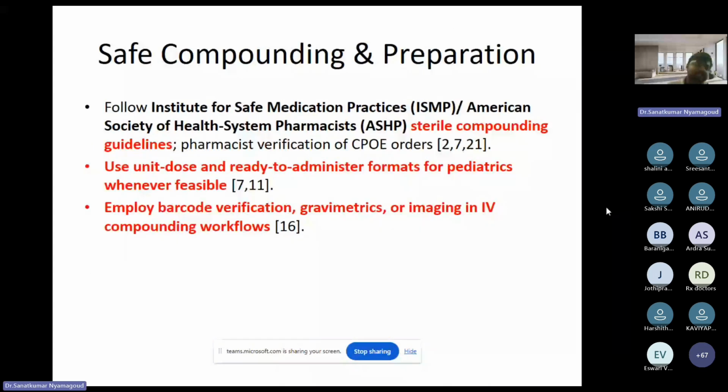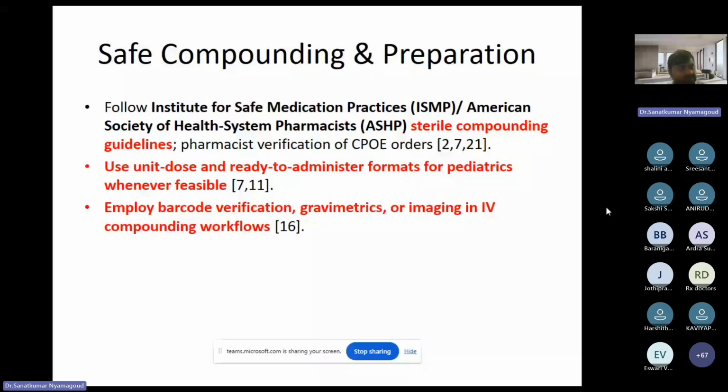Safe compounding is also very important. It is a very big challenge. If you don't compound a medication safely, it may lead to many problems. For example, commonly we do compounding of medications in cancer chemotherapy only. We use HEPA filters to prepare this.